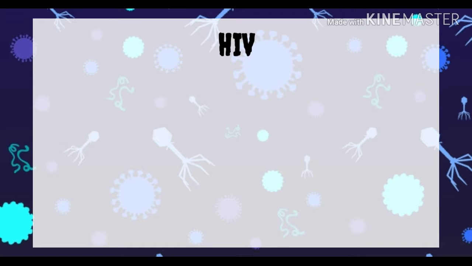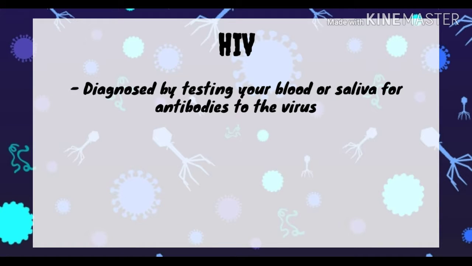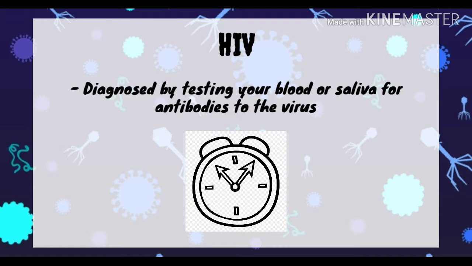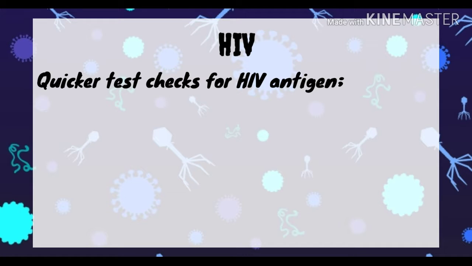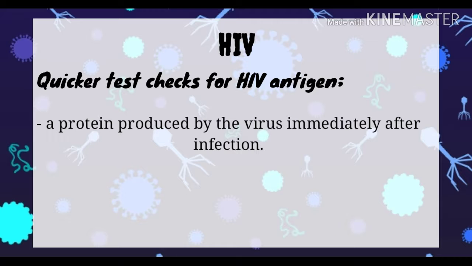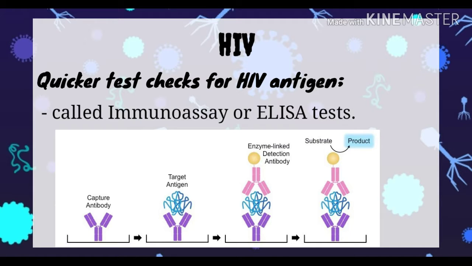HIV is most commonly diagnosed by testing your blood or saliva for antibodies to the virus. Unfortunately, it takes time for your body to develop these antibodies. A quicker test checks for HIV antigen, a protein produced by the virus immediately after infection. It is called an immunoassay or ELISA test. They are generally very accurate.